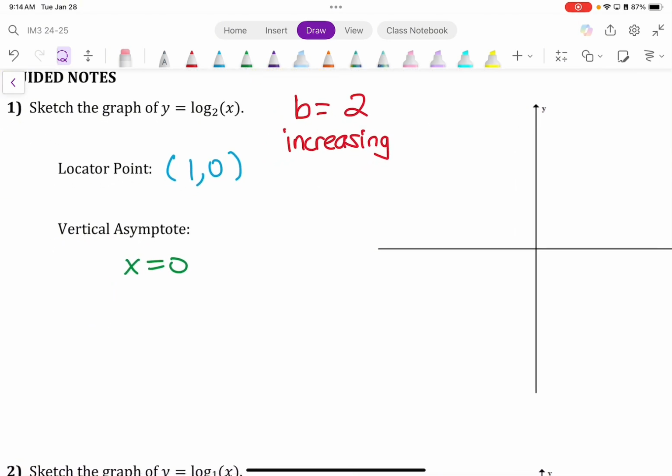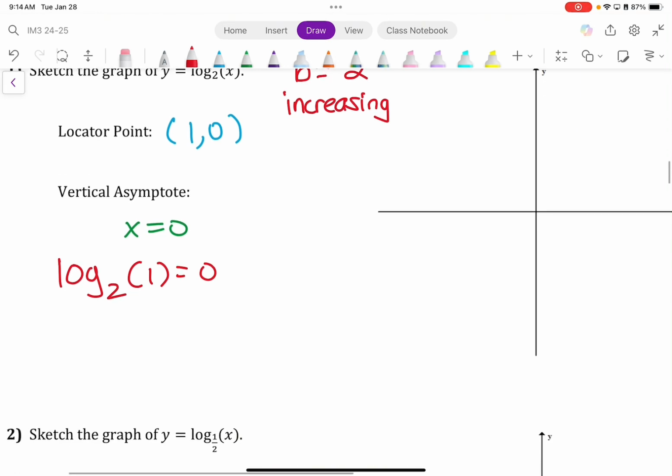All right. Awesome. Well, we have basically all that we need, except that we are missing our second point. Now, let's think back to this locator point. So I told you guys the following. Log base 2 of 1 is equal to 0. Now, the reason why this works is because 2 to the 0 power is 1. This is something that will be the case for any logarithmic function that you are given. No matter what the base is, when you evaluate log base b of 1, your answer will always be 0.